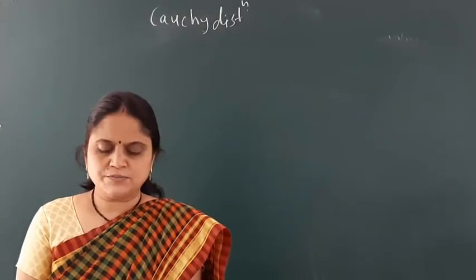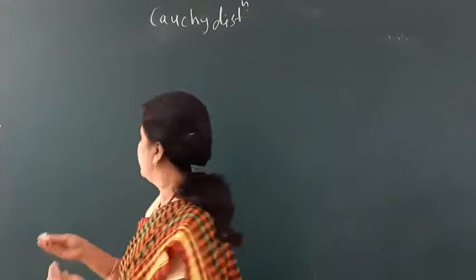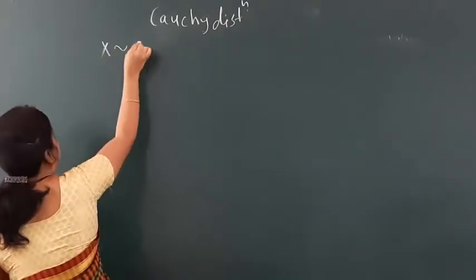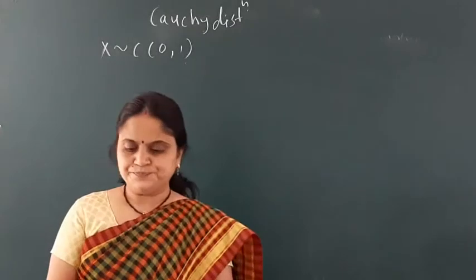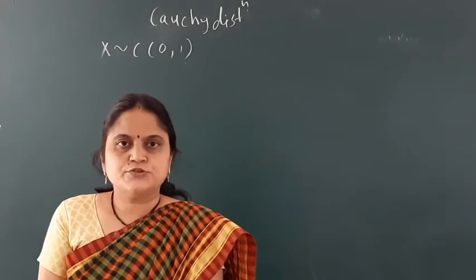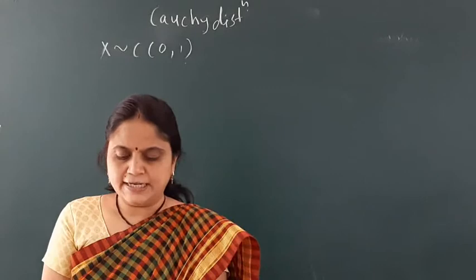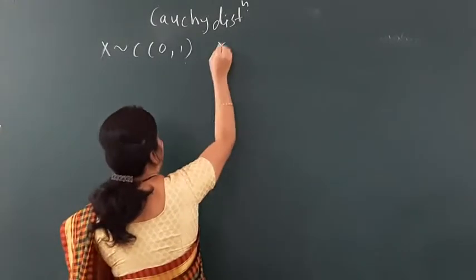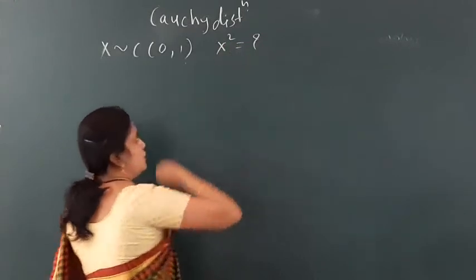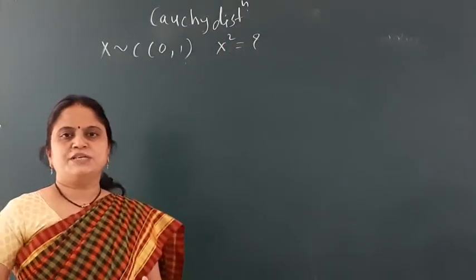Let X be a standard Cauchy variable. That means X follows the Cauchy distribution with 2 parameters, 0 and 1. Find the distribution of X square and identify its distribution. So I need to find the distribution of X square. X square follows which distribution? That is my basic question.